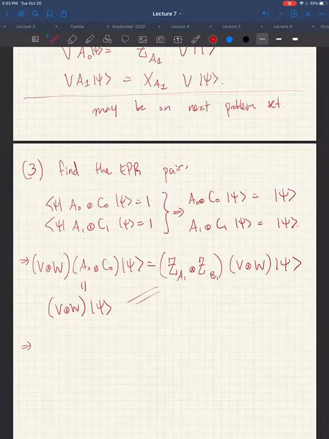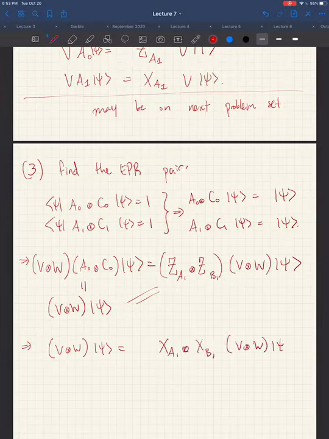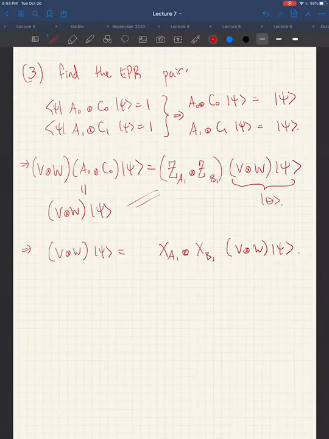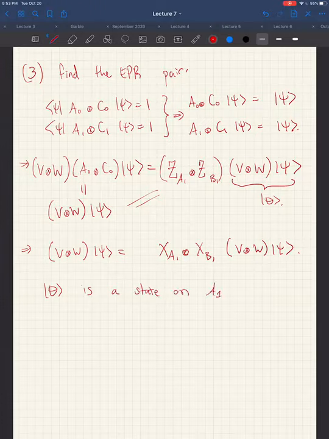What's another thing that we know? Using the same exact reasoning, we get that V tensor W applied to psi is equal to X tensor X on V tensor W psi. Let's call this theta. So theta is a state on four registers: A1, B1, A2, B2.